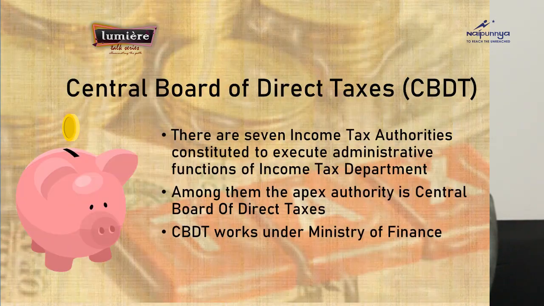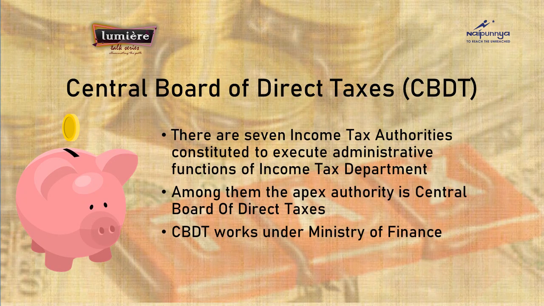Now we'll see the apex body of direct taxes, which is called the Central Board of Direct Taxes, CBDT. Before we discuss the Central Board of Direct Taxes, there are 7 income tax authorities constituted to execute administrative functions of the income tax department. Among them, as I said before, the apex authority is the Central Board of Direct Taxes.